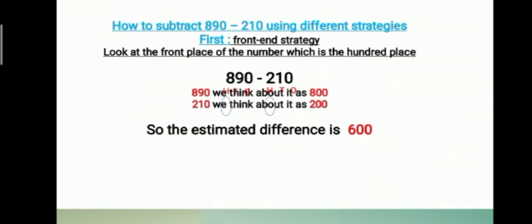Okay, how to subtract 890 minus 210, also using different strategies. First, our strategy is the front-end strategy. Look at the front place of the number, which is the hundreds place. 890, we think about it as 800, as in the previous one. 210, we think about it as 200. So our estimation difference is 0 minus 0 equals 0, 0 minus 0 equals 0, 8 minus 2 equals 6. So our estimation difference is 600.